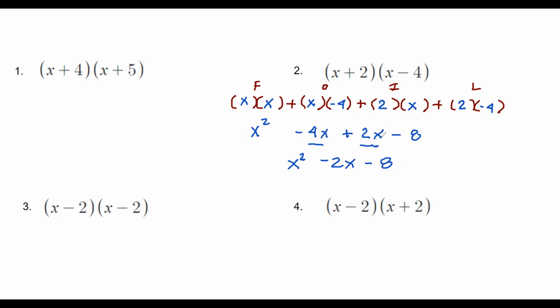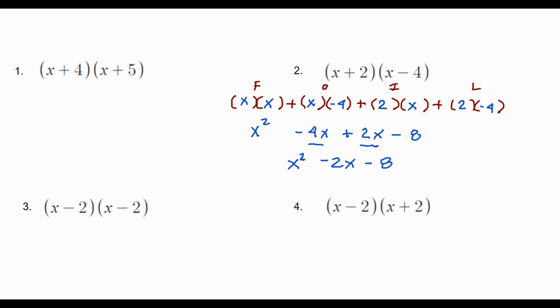Now, a pattern that you can look for is when the subtraction is with a larger number. What I mean by that is we're subtracting 4 and we're adding 2. The subtraction is with the larger number. That means that this middle number is going to be negative. Just something to look for.